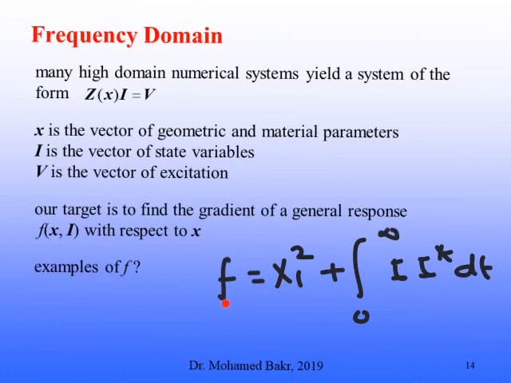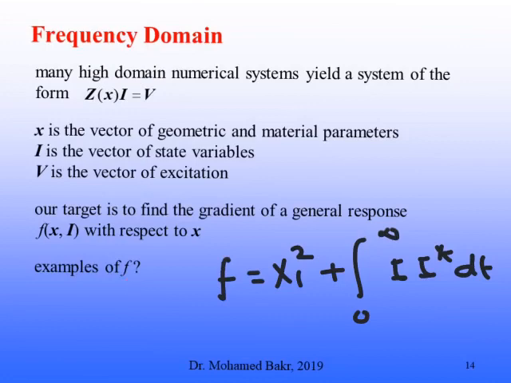So when you get the derivative of F relative to any parameter, you can have an explicit part, in this case going to be 2x1. And you have an implicit part, which is the derivative of this function relative to I, multiplying the derivative of I relative to X. So just keep this in mind.